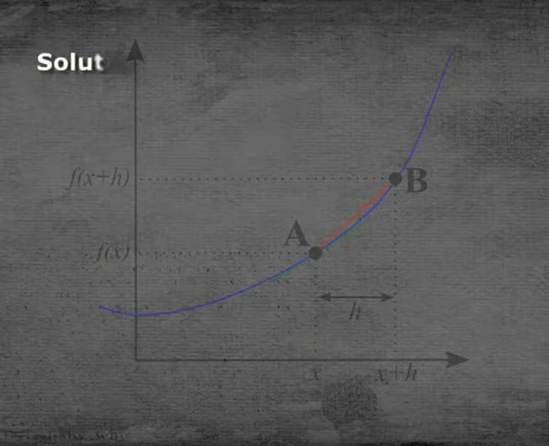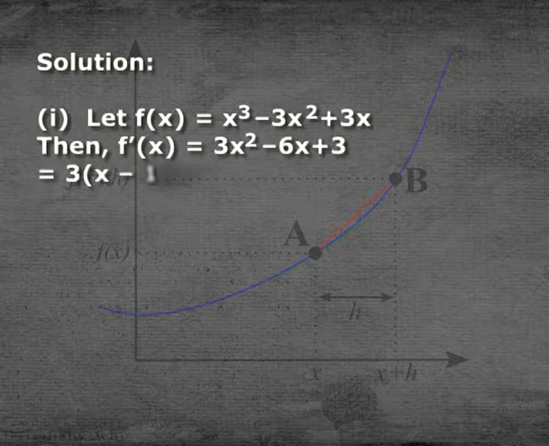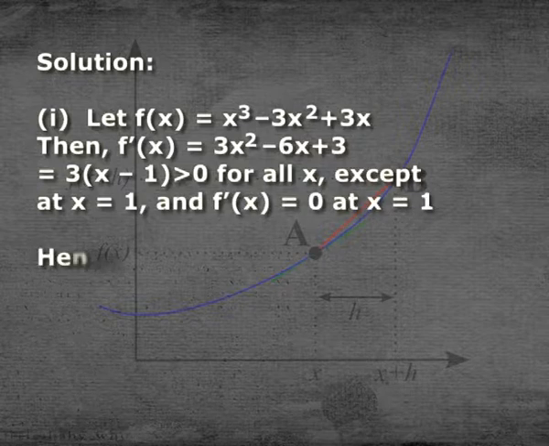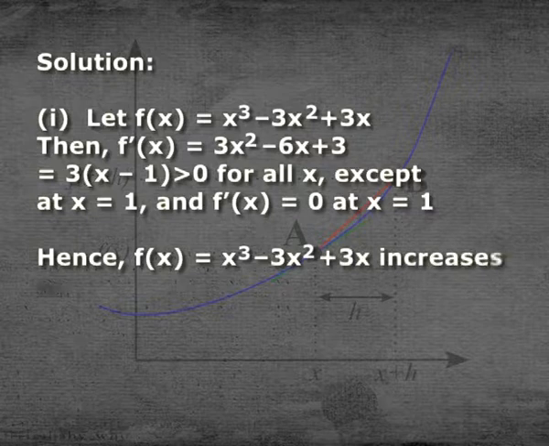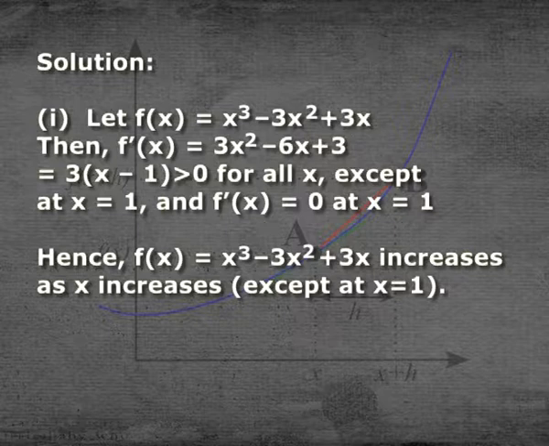Now let's see the solution to this. Let the function f of x equal x cube minus 3x square plus 3x. Then we see that f dash x will be 3x square minus 6x plus 3, which is equal to 3 into (x minus 1) whole square, greater than 0 for all x except when x equals 1, and f dash x will be equal to 0 at x equals 1. Hence f of x, which is equal to x cube minus 3x square plus 3x, increases as x increases except at x equal to 1.